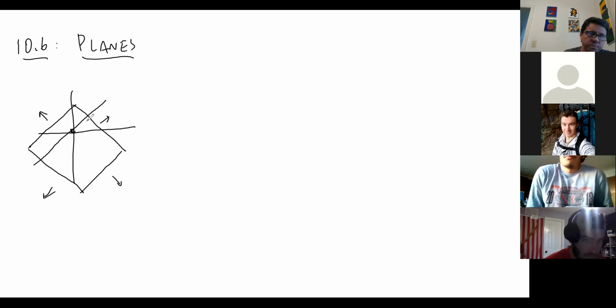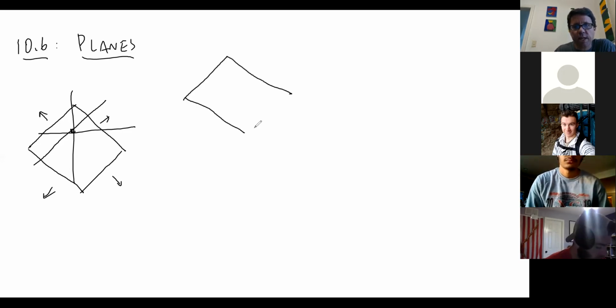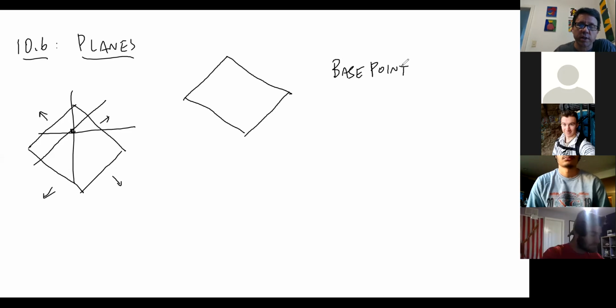And so what we want to do is try and figure out what the equation of a plane is. And we draw it over here again, so the axis is on the way. The key is, in order to do this, you need two things. And one of them is a base point. So we need any point in the plane to get us started.